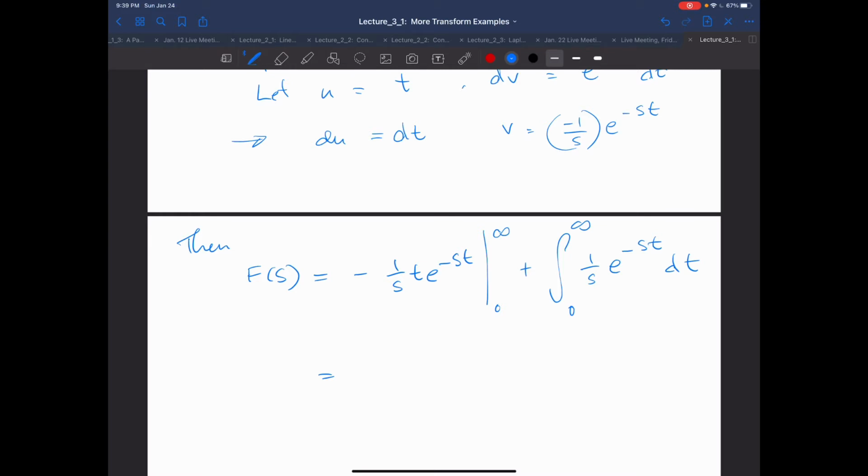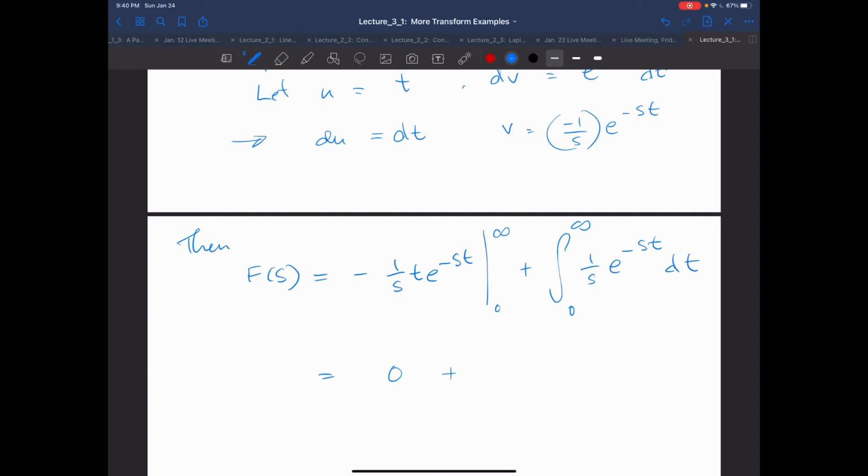Now, when will this converge? The first term will diverge as t goes to infinity unless the real part of s is positive. But if that is the case, if the real part of s is positive, then this will give us 0. As t goes to infinity, 1 over s t e to the minus st will converge to 0. And likewise, as t goes to 0, this quantity will go to 0. So the first term vanishes.